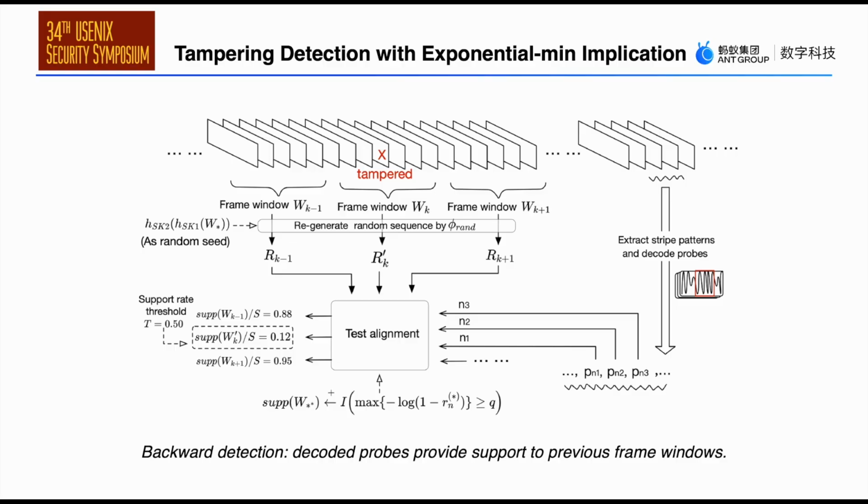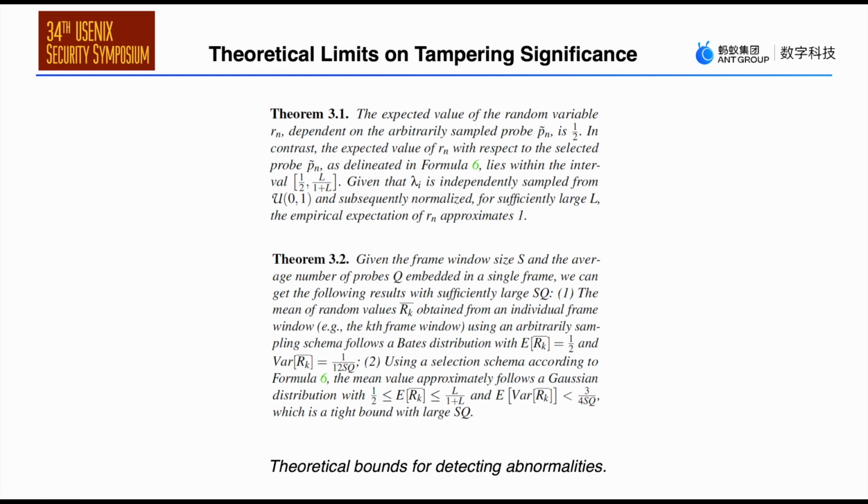Verification reconstructs windows and compares decoded probes against the random sequence. A quantile-based test, for example 98%, flags misaligned windows as tampered, ensuring precise identification of manipulated frames. Our theoretical analysis confirms that tampered frames exhibit statistically significant anomalies compared to random sampling, validating the system's detection reliability.